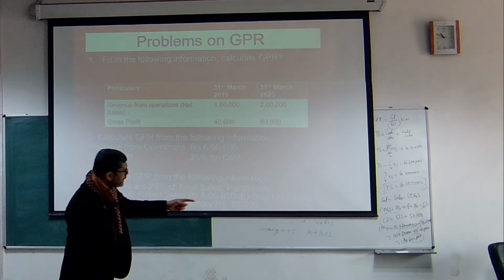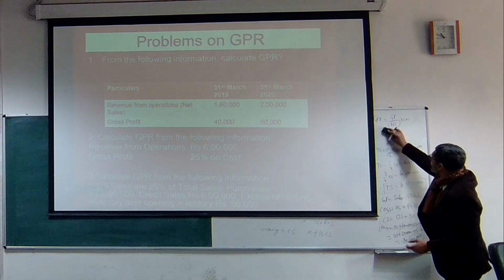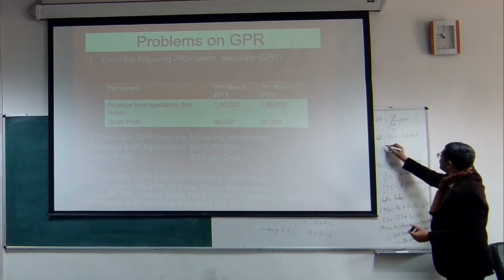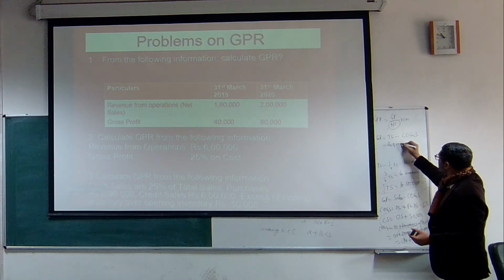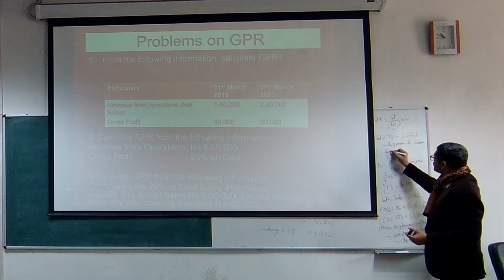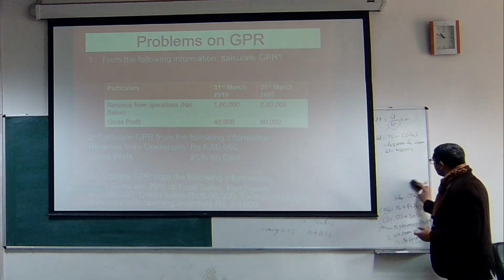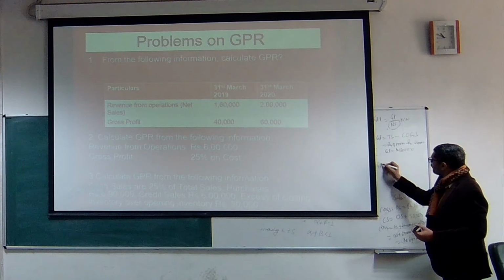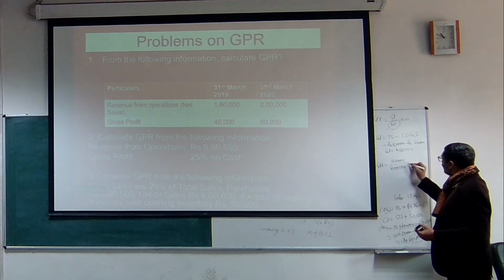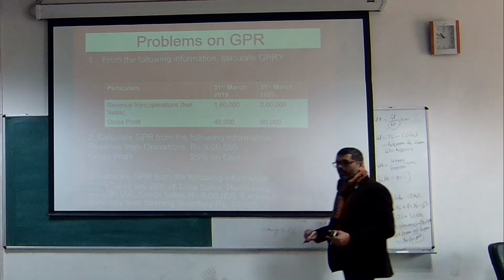So what we have done, we have calculated cost of goods sold, we have calculated total sales, right? So gross profit is equal to total sales minus cost of goods sold. My total sales is 8 lakhs and my cost of goods sold is 6,40,000. Therefore, gross profit is 1,60,000. Substitute the value in the formula: gross profit ratio is equal to 1,60,000 divided by 8 lakhs into 100, which is equal to 20%. So the gross profit ratio is 20%.